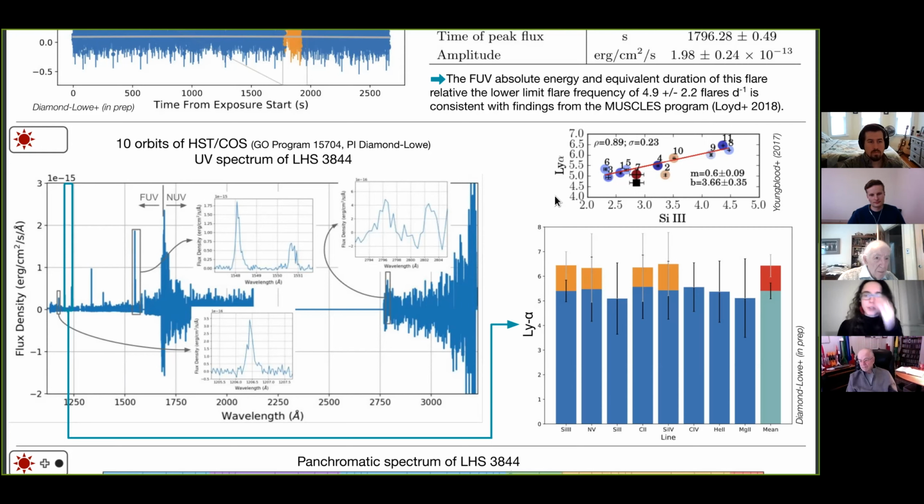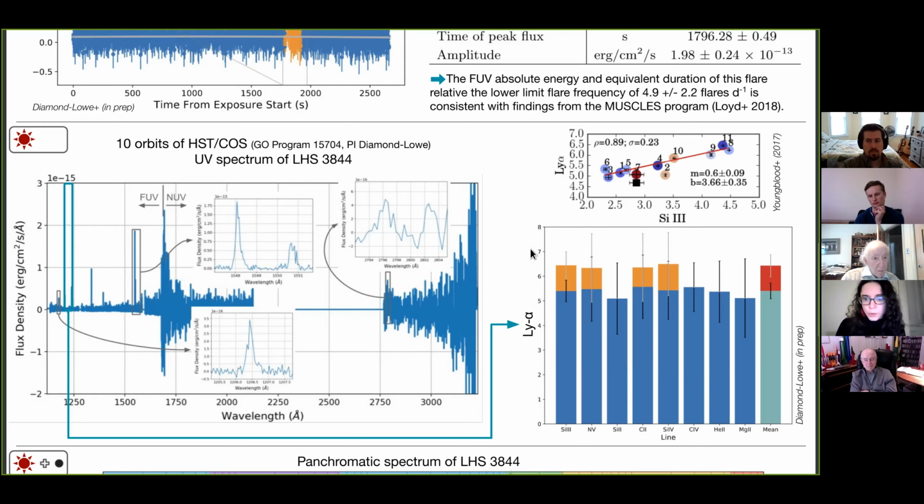This is from Youngblood et al. 2017. And they found that with their reconstructed Lyman alpha, along with a bunch of other UV lines they measured, these very nice correlations between the Lyman alpha flux and the flux of, say, silicon-3. And this was true of all the UV-UV line pairings that they looked at. So we took these correlations and took the UV lines we did measure and backed out an estimate of this Lyman alpha flux. These values here are the log 10 surface flux, which takes into account the stellar distance and radius.